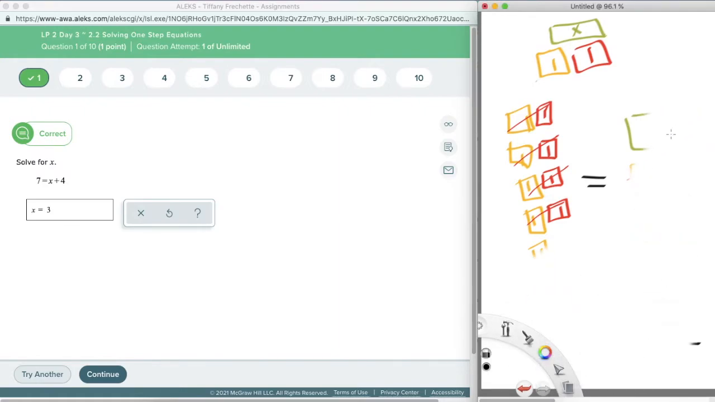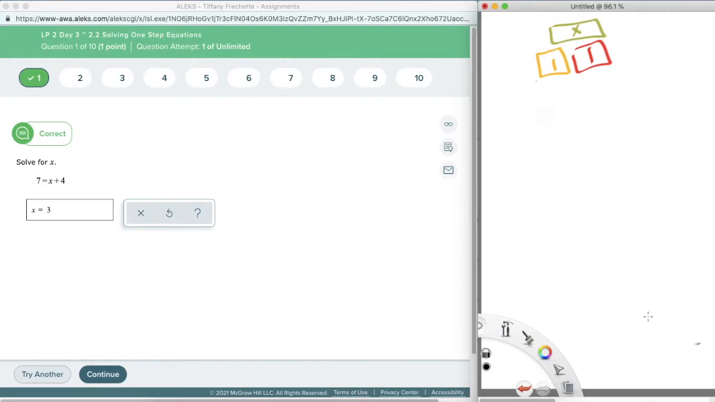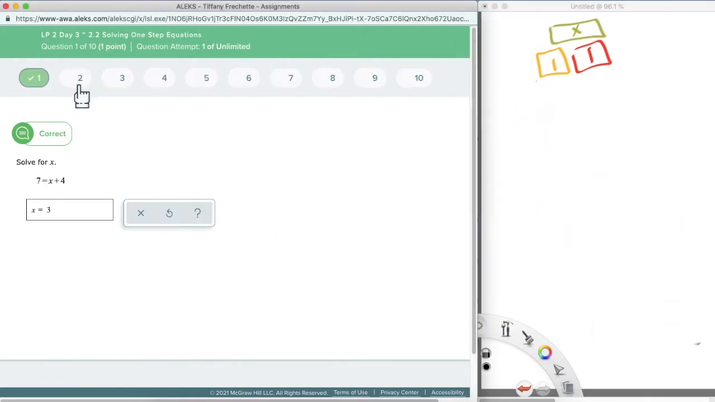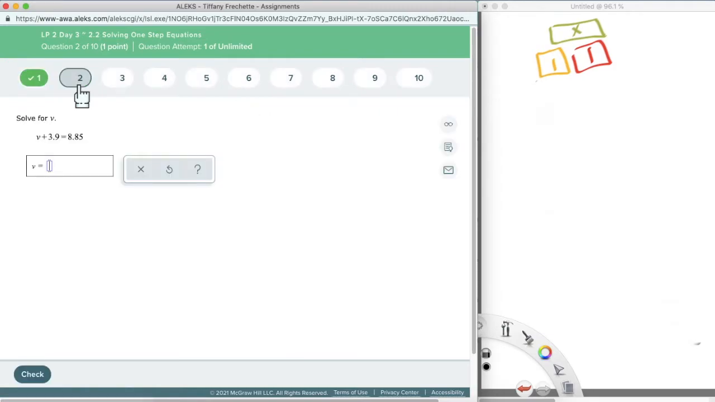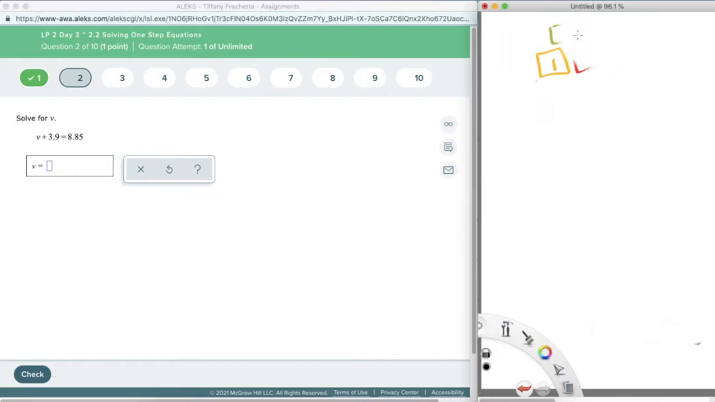All right, let's go to the next guy here. Okay, so this one's a little bit more difficult to do with Algebra Tiles because I would have to have some decimals. Well, these don't work with decimals. So we can't use Algebra Tiles in this one. We're going to have to just use the algebra that goes with this.